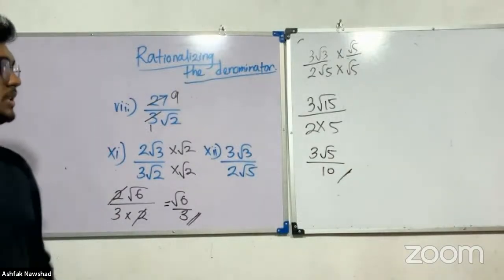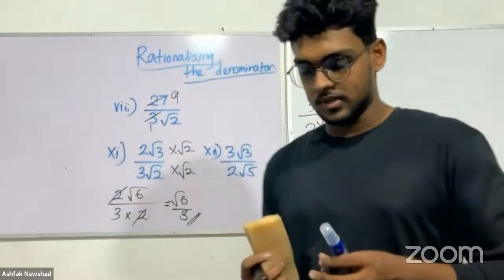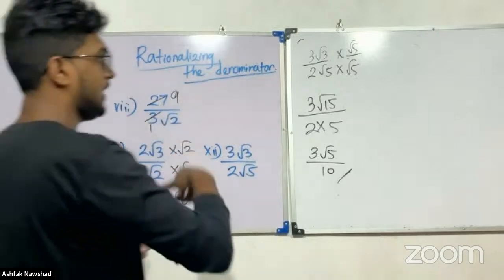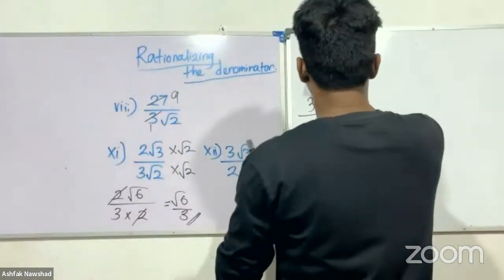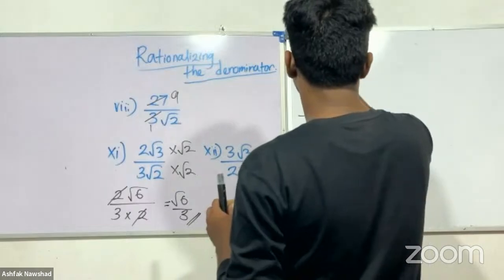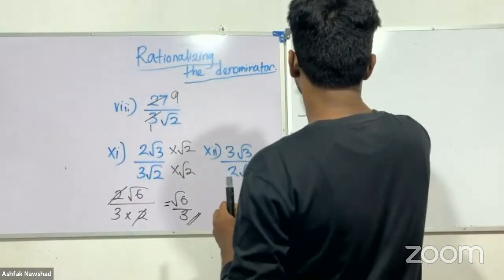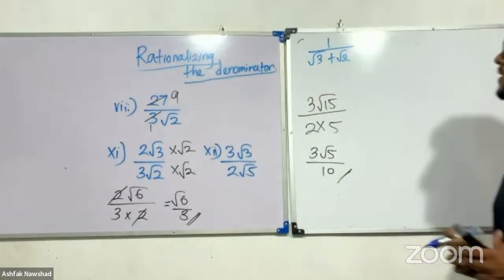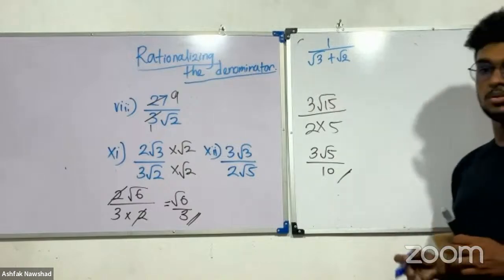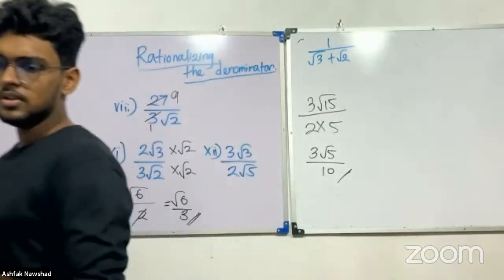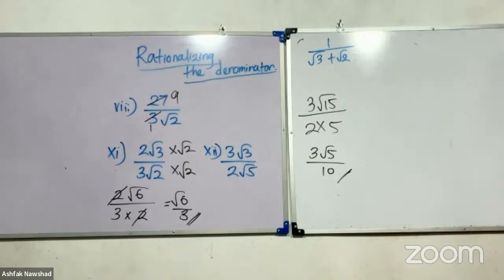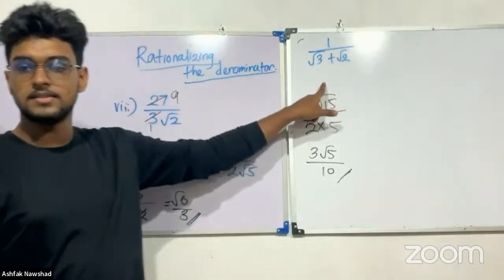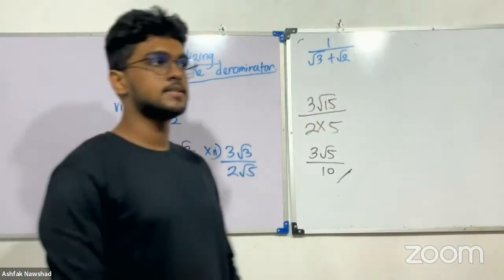So it's almost like it's done. But there's one question type, right? If they ask you something like this, I'll just ask you this question. There's a question like 1 over root 3 plus root 2. What do you do? From which root do you multiply? What is the fraction you are taking to multiply this? Give it a guess. Just guess.